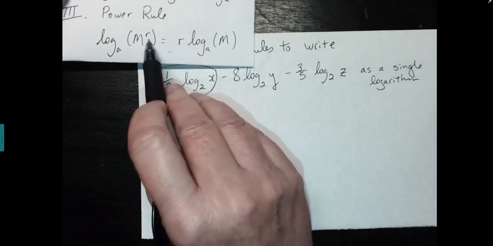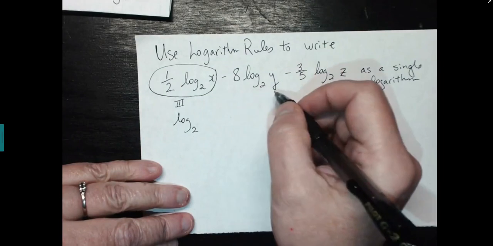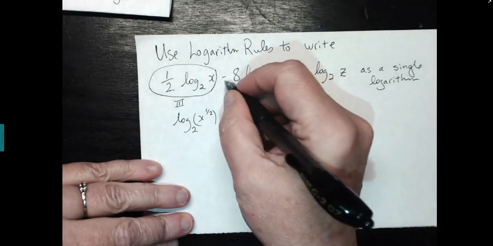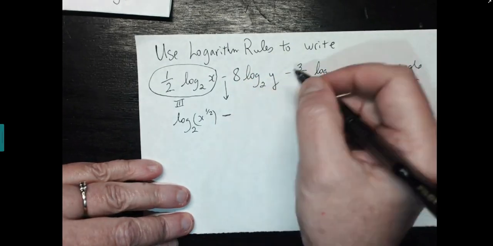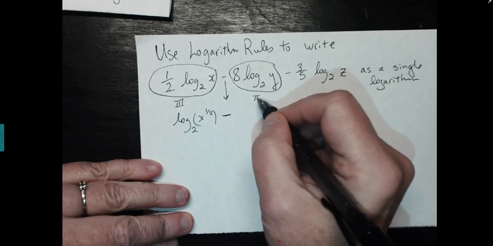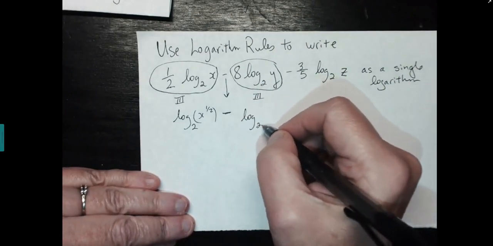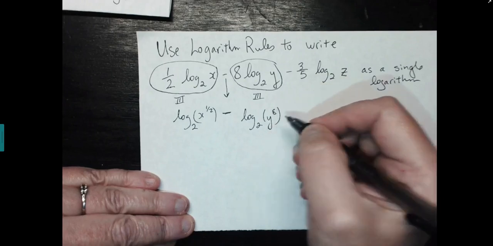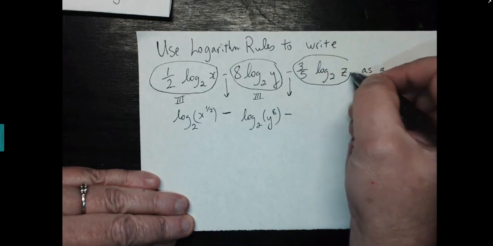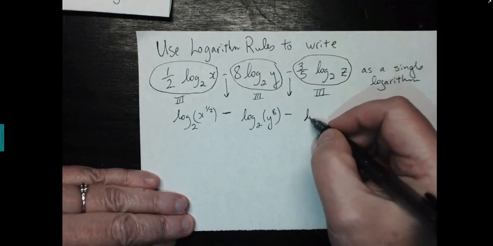Using rule number 3, I'm going to have a power here of 1/2. And notice also they all have the same base. Now I'm going to copy that subtraction sign, and then I'm going to use rule number 3 just on what I've circled there. And again, I'm going to copy the subtraction sign and use rule number 3 on what I've got circled.